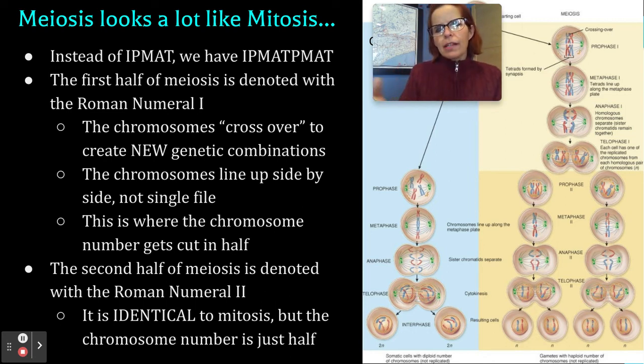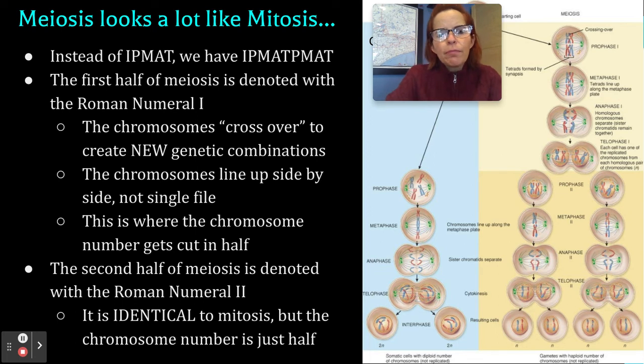For meiosis, look on the right side. This picture. My image is backwards. So this picture that you're seeing along this side of the screen, that's meiosis, and it's got more stages, but the stages are really familiar. Instead of IPMAT, it is PMAT. We have meiosis 1 and we have meiosis 2.